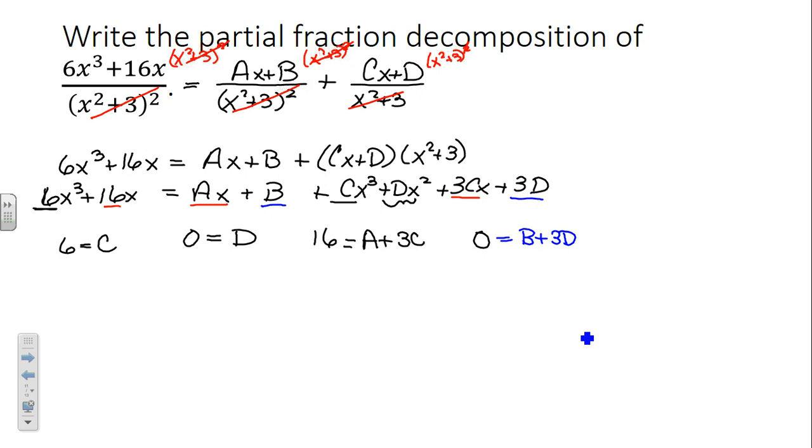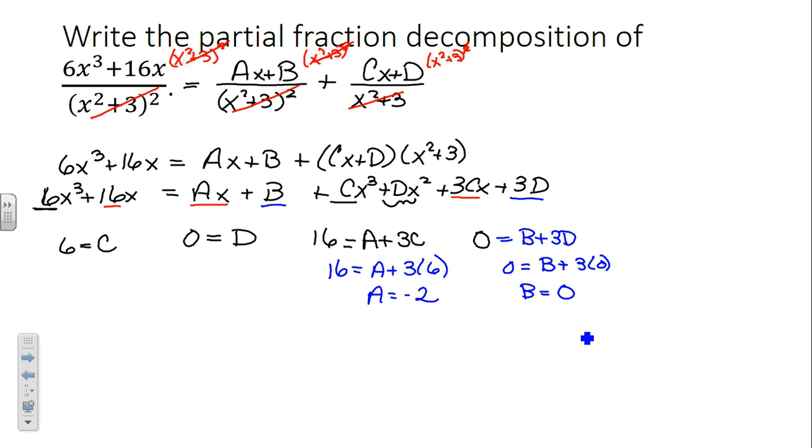So we can plug those in. If C is 6, then 16 equals A plus 3 times 6. So what does A have to be? A is -2. And if D is 0, then 0 has to be equal to B plus 3 times 0. So B has to be 0. Okay? So now we just rewrite.